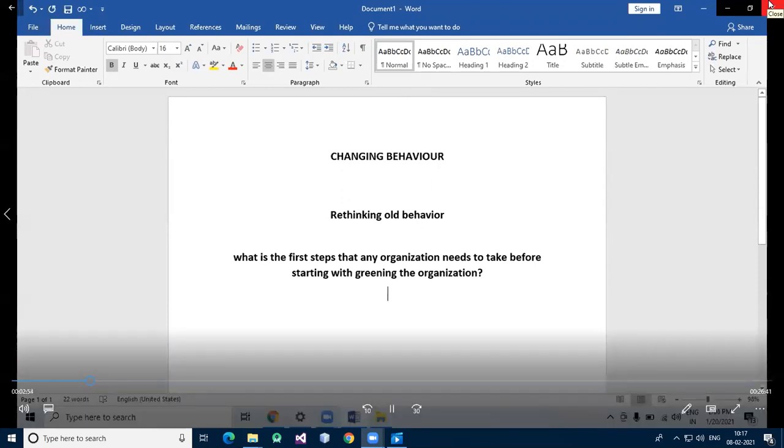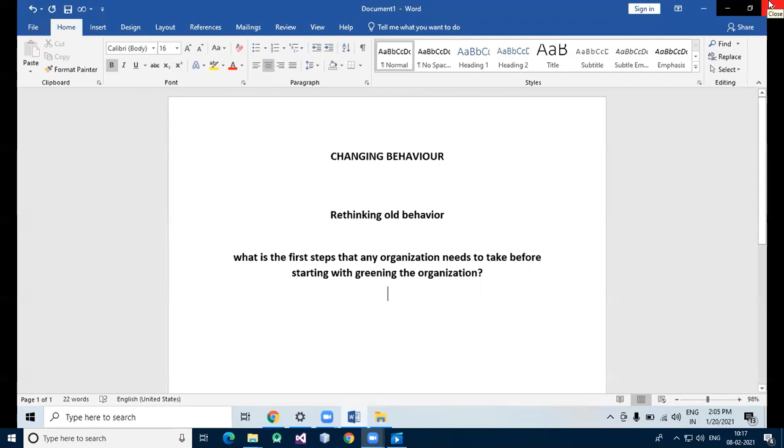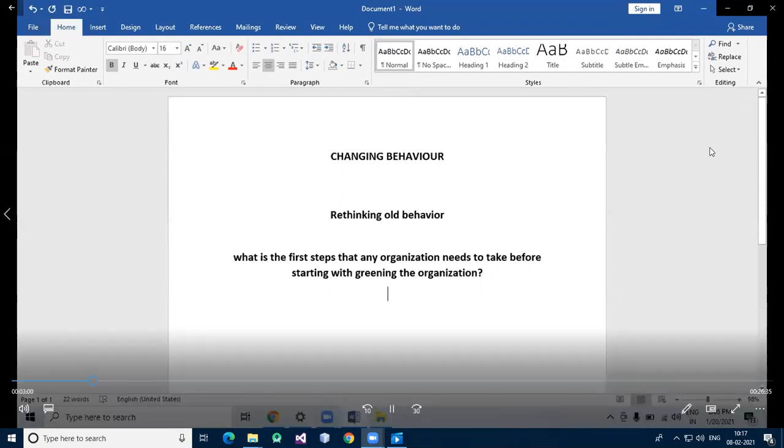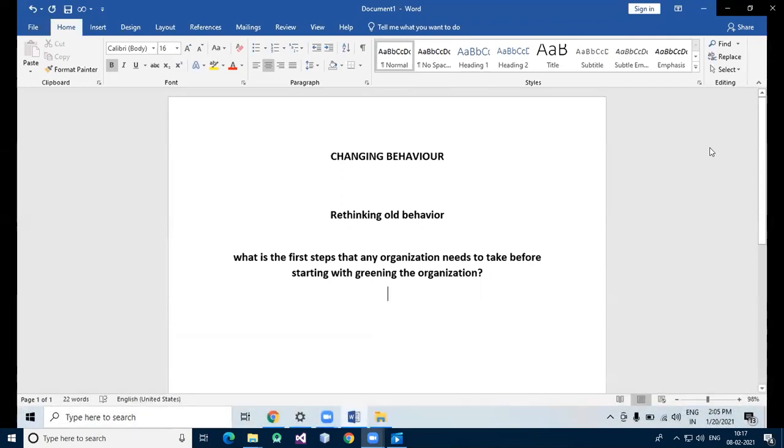Companies do a lot of things simply because that's how they learn to do business. While trial, error, and time have taught them the best way to do business, that best way might not be the most eco-friendly and cost-effective way. So companies should add something that is eco-friendly and cost-effective. So first is rethinking old behavior.